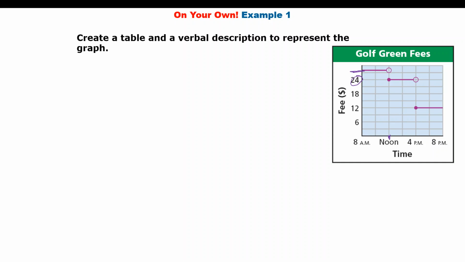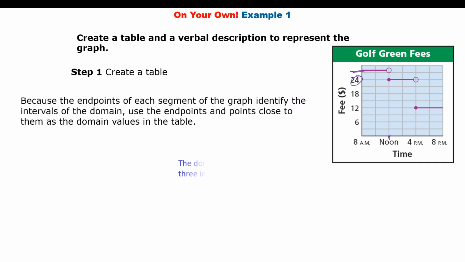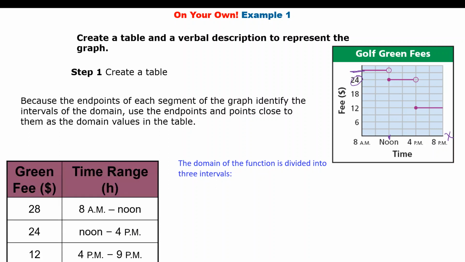So let's take a look at what you should have done. So the first thing to do is create a table. And because the endpoints of each segment of the graph identify the intervals of the domain, use the endpoints and points close to them as the domain values of the graph. Remember, our x's are going to be our domain, and the domain of the function is divided into 3 intervals. All right, so let's see how they go.